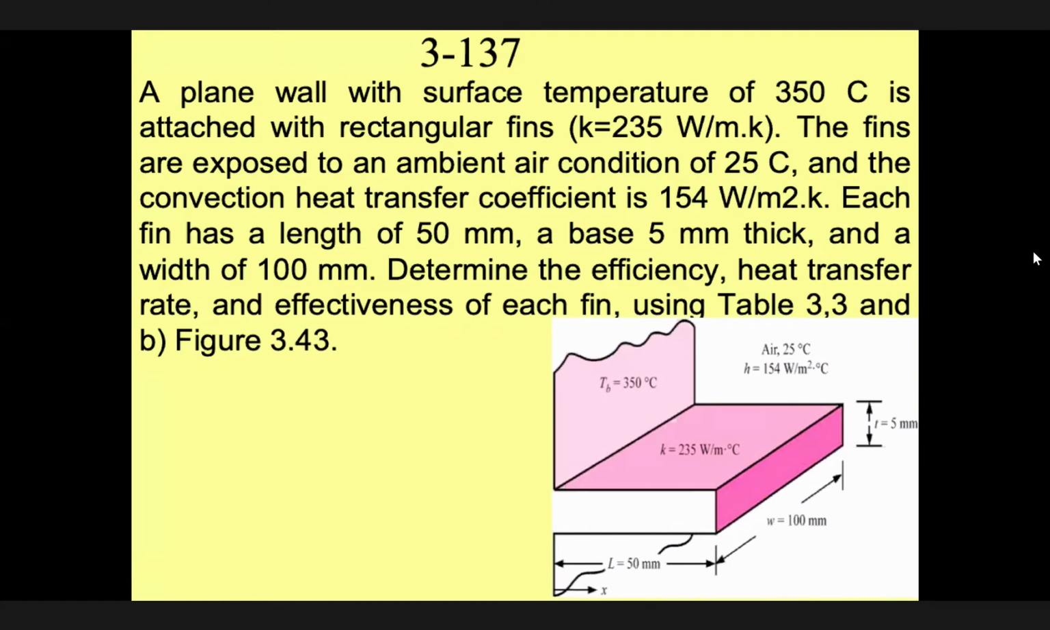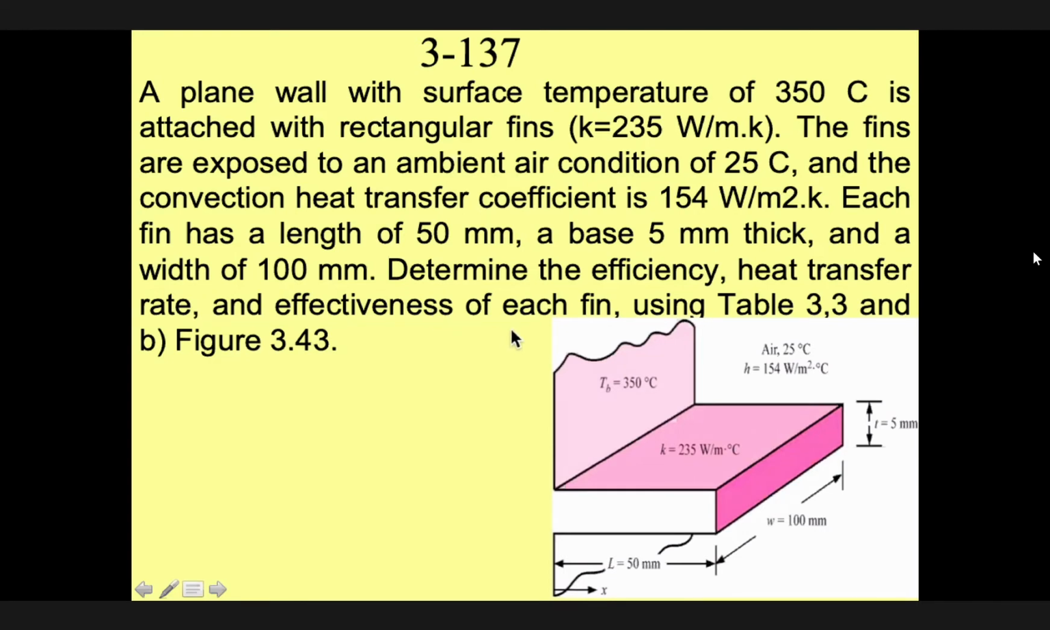We have a fin. The base temperature is 350. Therefore, this is the base. The temperature is 150 right here. And then we have convection to the outside. The temperature of the air in the room is 25, and the heat transfer coefficient is this one. The conductivity of the material and the heat transfer coefficient, everything has been given. We are asked to calculate the efficiency, heat transfer rate, and effectiveness of the fin.